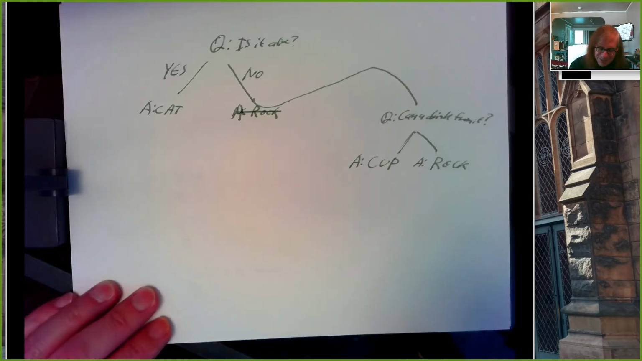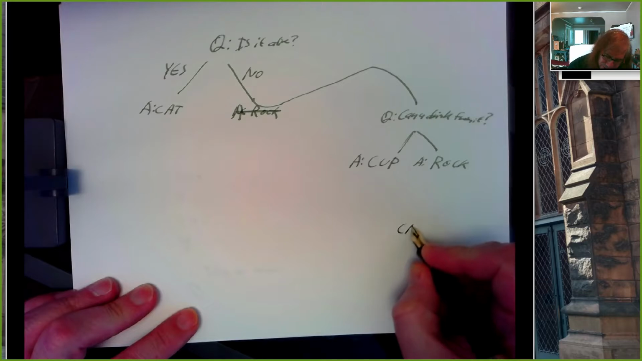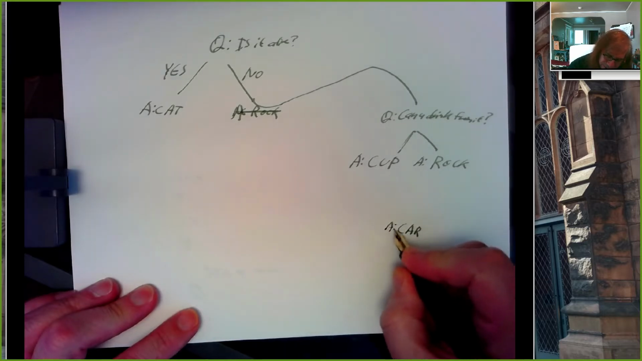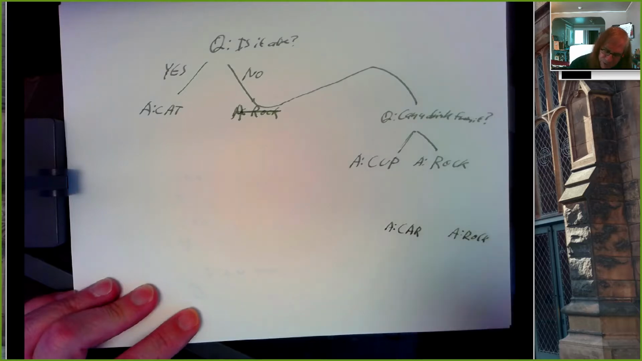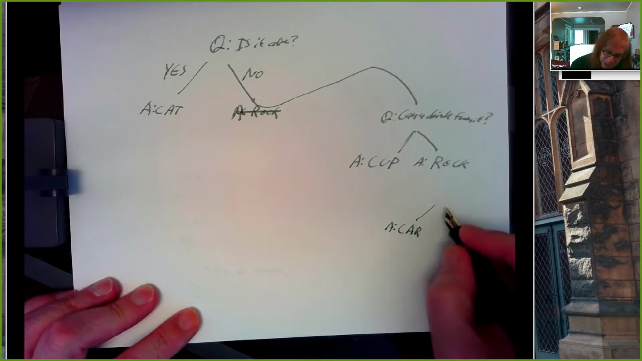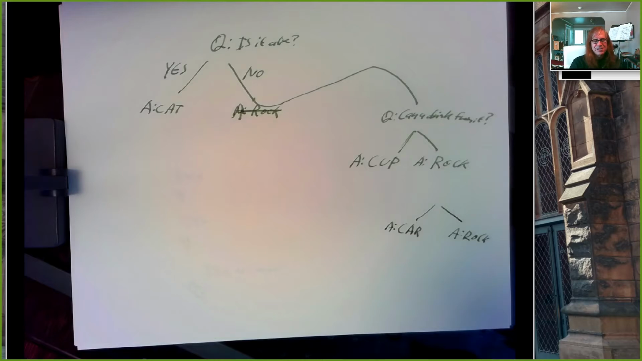A car. All right, so I'm going to make a new tree. I'm going to put an answer for car on the left. That's the correct answer. I'm going to put the answer rock, which was incorrect, on the right. And then I'm going to ask you for a question where the answer is yes for a car and no for a rock.